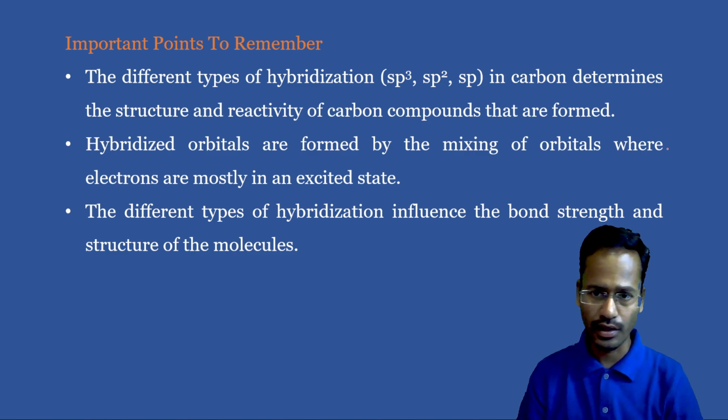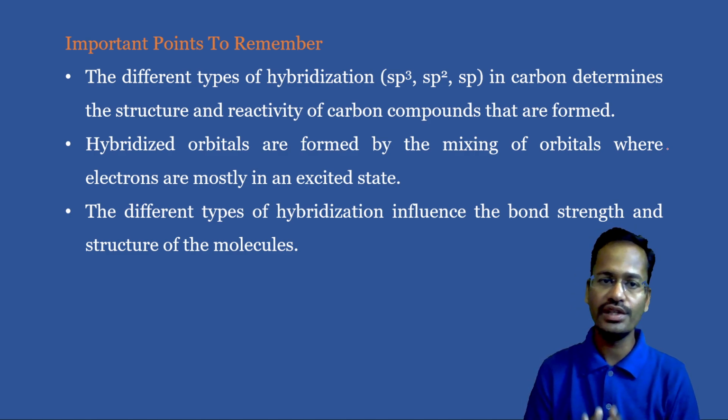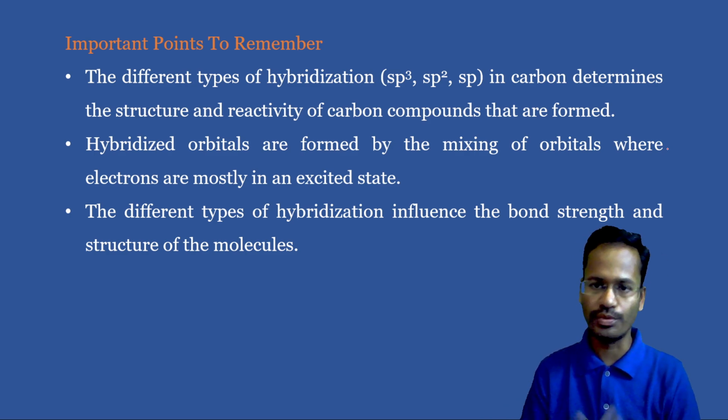The very important points to be reminded for this particular class, hybridization, are that a total of 3 different types of hybridization are possible in carbon, that is sp3, sp2, sp. Based upon the type of hybridization only, the structure and reactivity of carbon is going to be decided. Hybridized orbitals are formed by mixing of orbitals where electrons are mostly in an excited state, not in the ground state. And different types of hybridization influence the bond strength and structure of the molecule also.